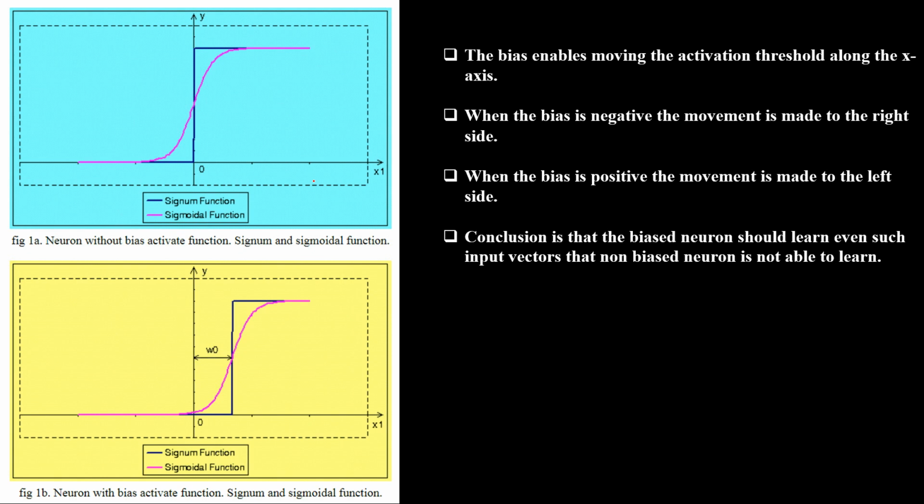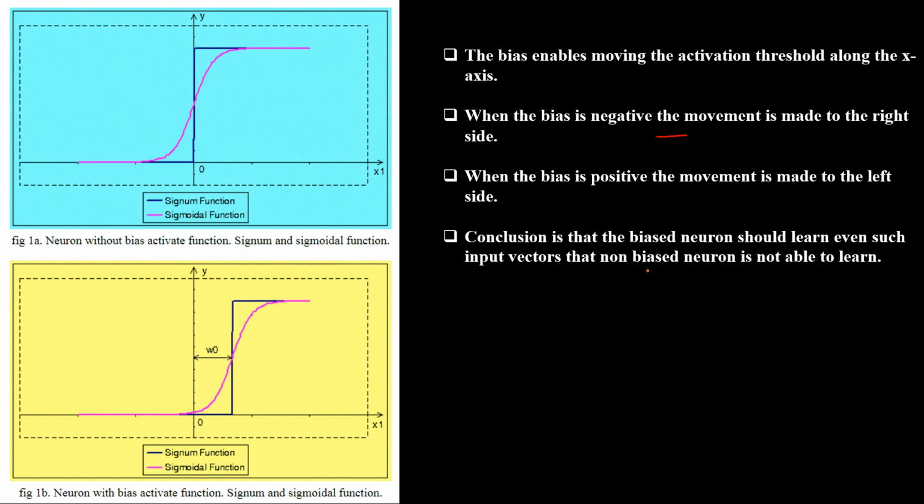So yeah, that's the same thing I'm talking about here. In this picture, the bias enables moving the activation threshold along the x-axis. When the bias is negative, the movement is to the right side. When the bias is positive, the movement is to the left side. The conclusion is that a biased neuron should learn even such input vectors that a non-biased neuron is not able to learn. So you are able to figure out that bias can be an important property, and that's why it is learned.